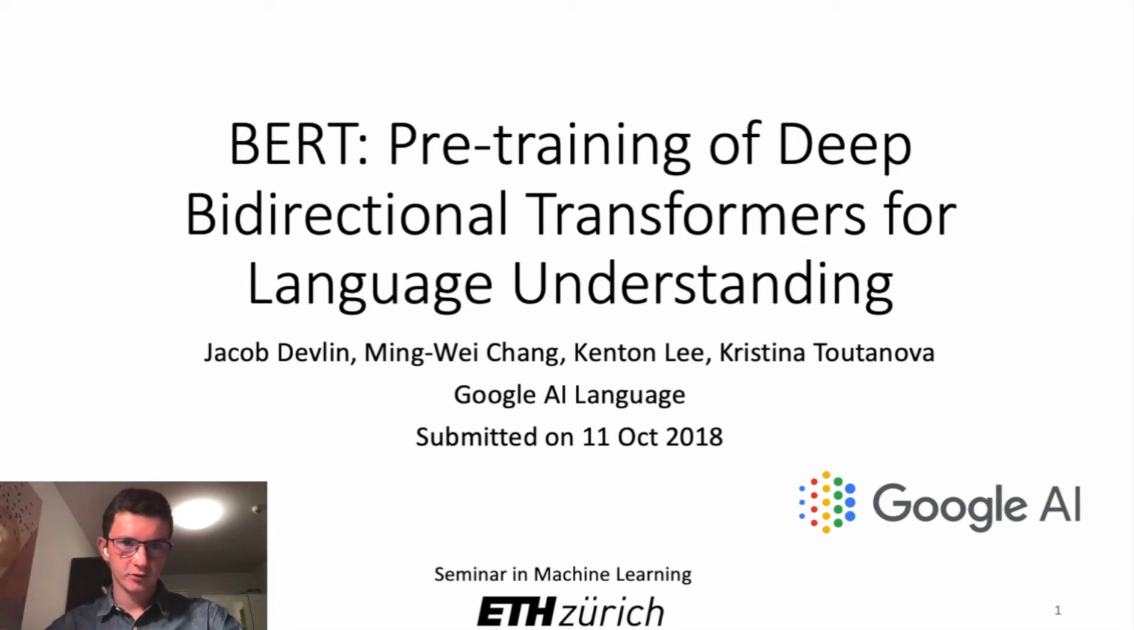BERT actually stands for Pretraining of Deep Bidirectional Transformers for Language Understanding. It's a very fancy title, but you can get the word BERT out of it. It was submitted in 2018 and has over 10,000 citations, so it's one of the most important and most cited papers in NLP. It's been written by people from Google AI Language, including these 4 authors. So let's go over it.